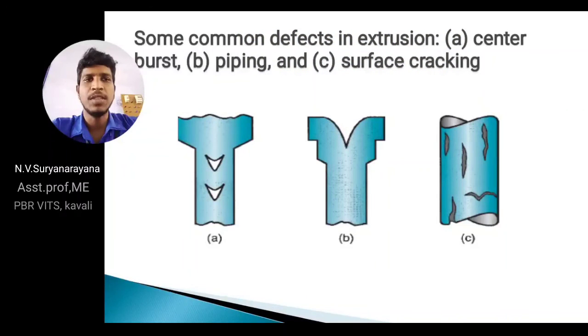And in this figure I am showing that the first one is center burst, the second one is piping defect, and the third one is surface cracking.